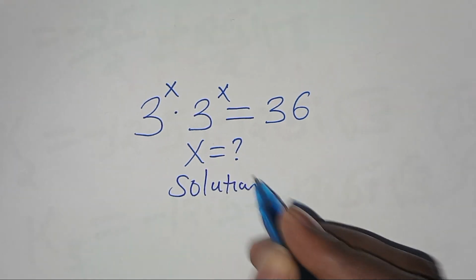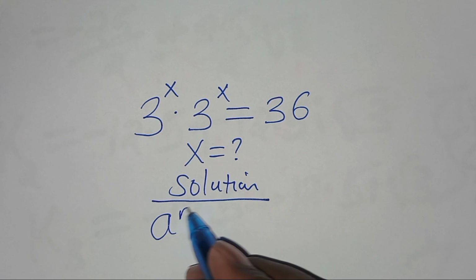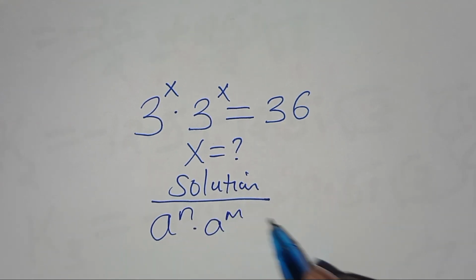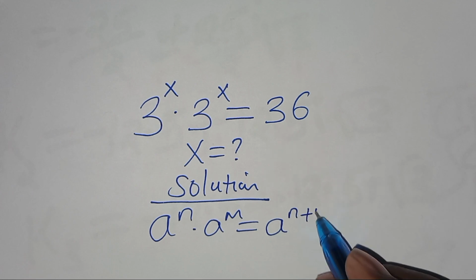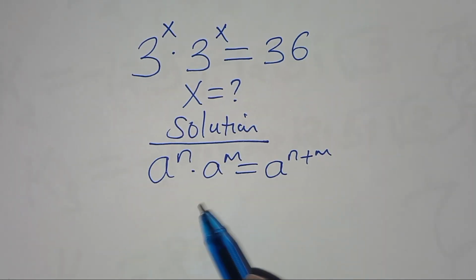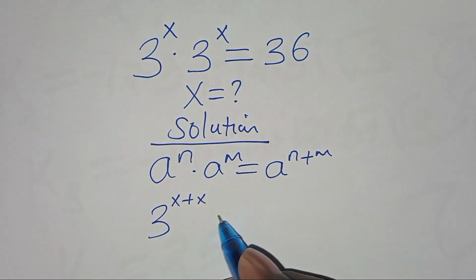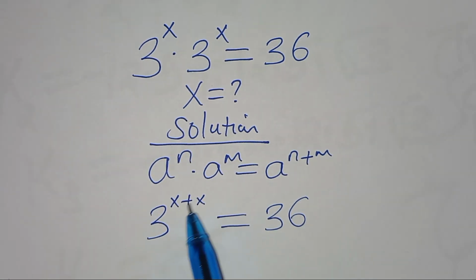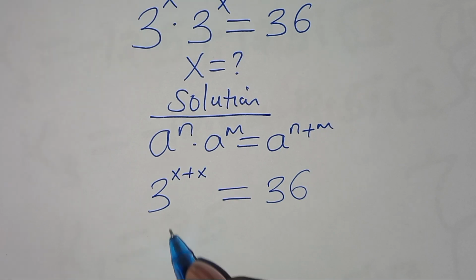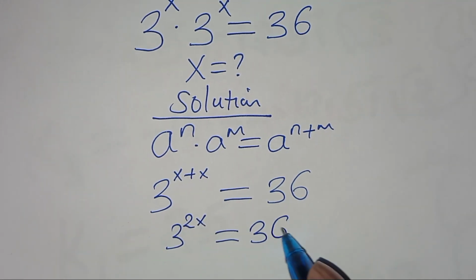Solution from here. This exponential equation is in the form of a to power n times a to power m, which we can express as a to power n plus m. Applying this property, then here we'll have 3 to power x plus x. This is equal to 36. So 3 to power x plus x, this is the same thing as 3 to power 2x. This is equal to 36.